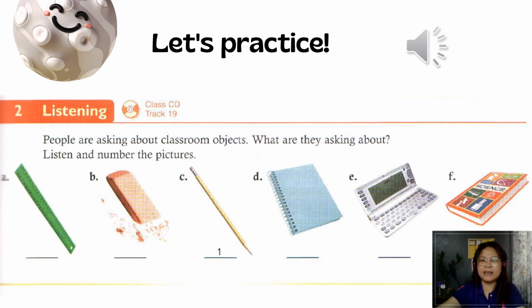Okay, next, let's practice listening. People are asking about classroom objects. What are they asking about? So let us listen and number the pictures. Okay, let's listen to this.